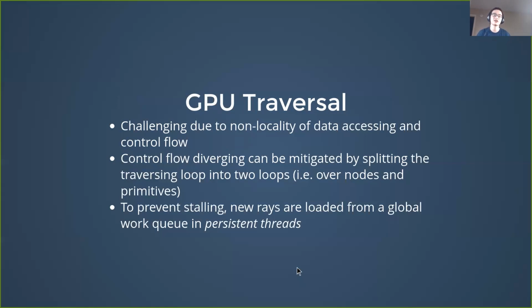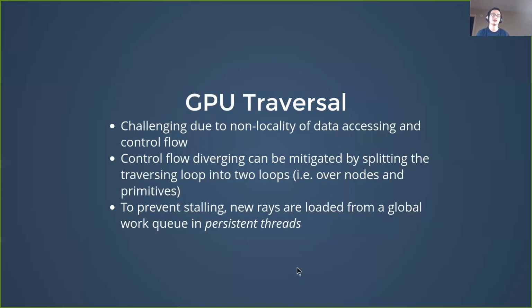To prevent stalling when a GPU thread is done and just waiting for other threads, new rays are loaded from the global working queues into the persistent thread. This idea is kind of like a thread pool in CPU land, except we are doing data parallelism instead of task parallelism.